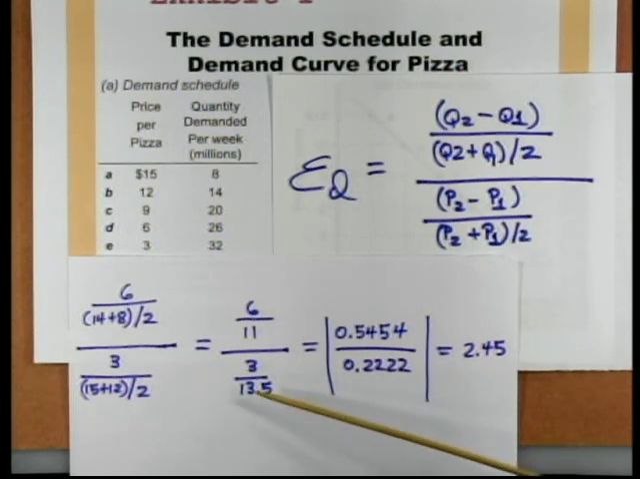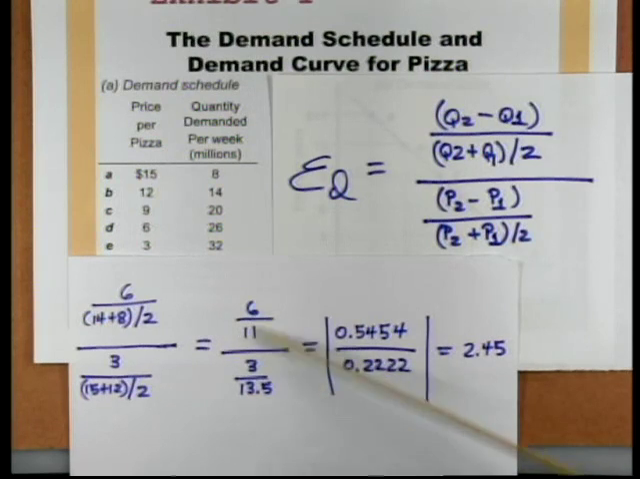13.5, whatever that is. Remember that we're taking the absolute value, so I'm ignoring the signs. One or the other of these is going to be negative. We get 0.5454 in the numerator, 0.2222 in the denominator, and so the number that we get overall is 2.45. 2.45, reminder again, means that it is elastic.